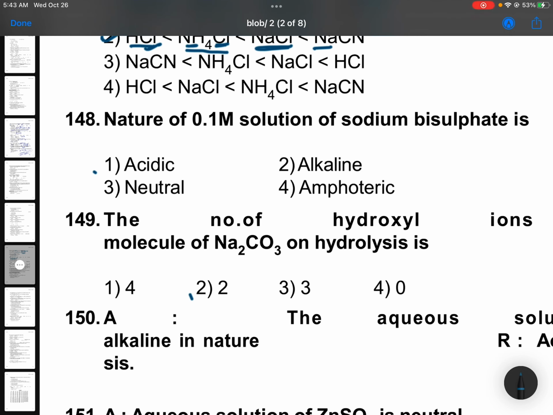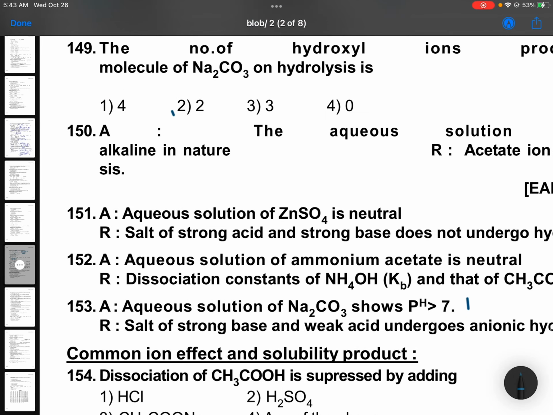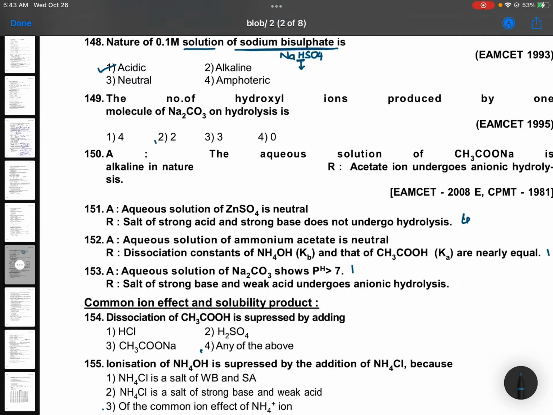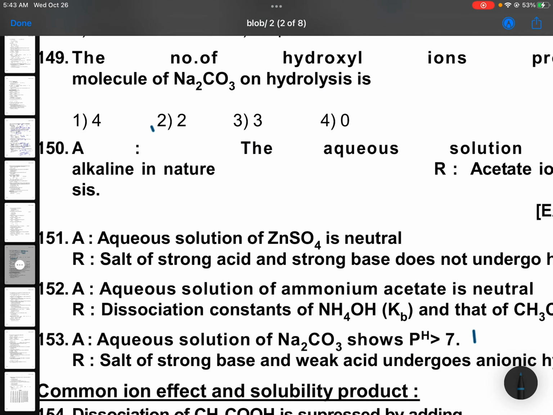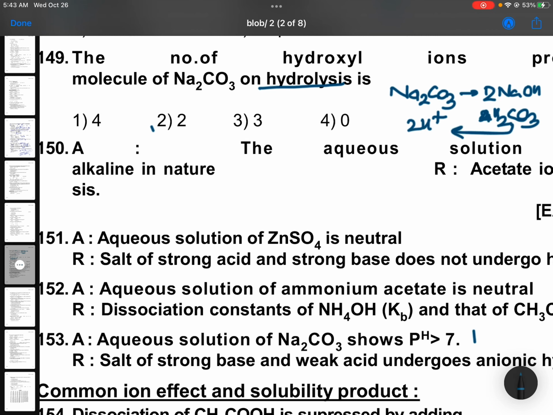Nature of 0.1 M solution of sodium bisulfate is NaHSO4. Still, it can release one proton, so you can say this is acidic in nature. The number of hydroxyl ions produced by one molecule of Na2CO3 on hydrolysis is: Na2CO3 on hydrolysis produces 2 moles of NaOH and 1 mole of H2CO3. 1 mole of H2CO3 can produce 2H plus.